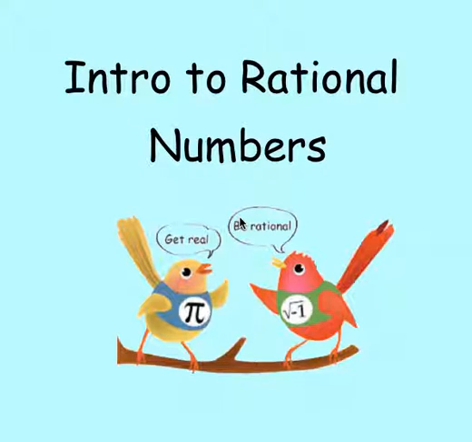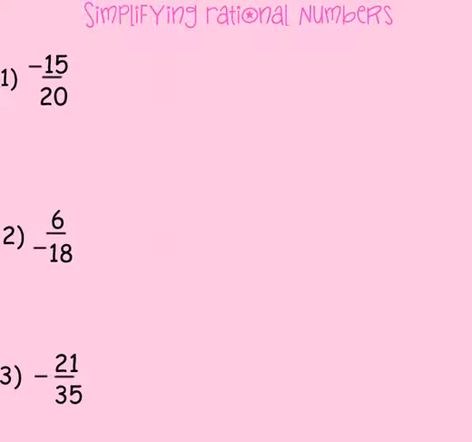Intro to rational numbers. To simplify rational numbers, you want to find the greatest common factor of the numerator and the denominator. So let's think of the greatest common factor of 15 and 20. That would be 5. So if we divide both the numerator and the denominator by 5, we will simplify to negative 3/4.